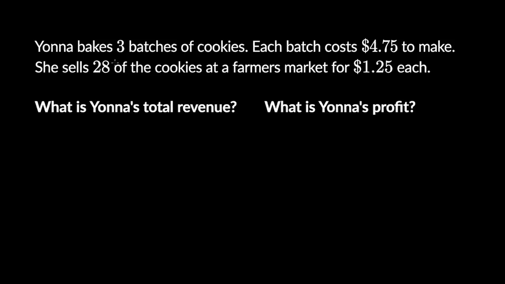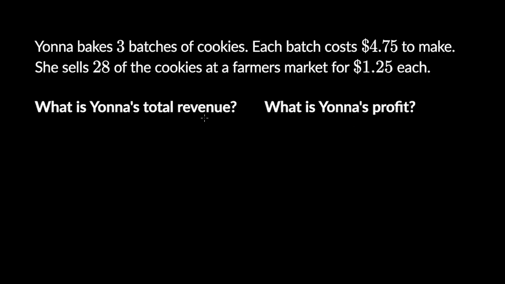We're told Yana bakes 3 batches of cookies. Each batch costs $4.75 to make. She sells 28 of the cookies at a farmer's market for $1.25 each. What is Yana's total revenue? What is Yana's profit? Pause this video, have a go at that.